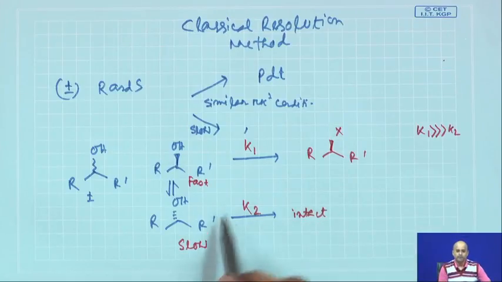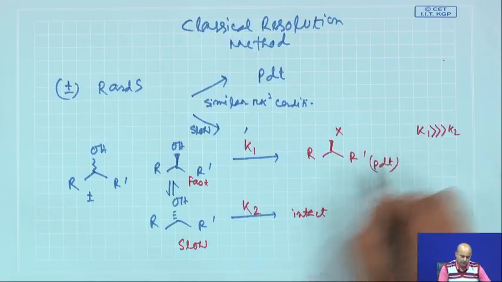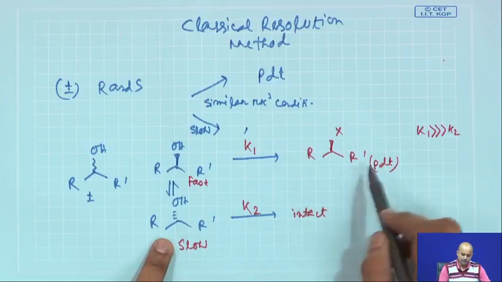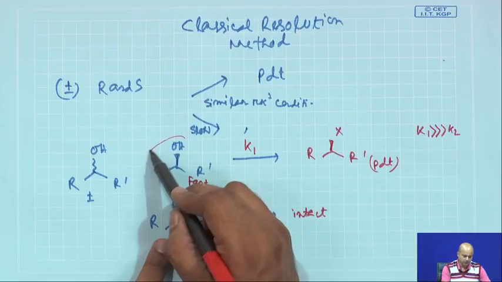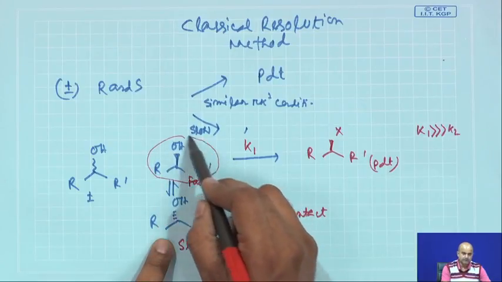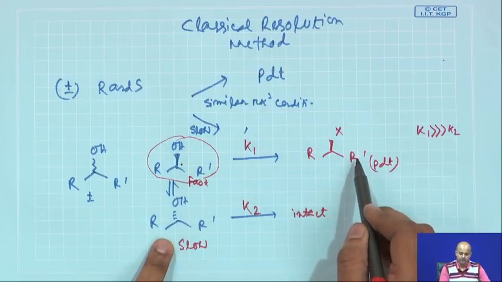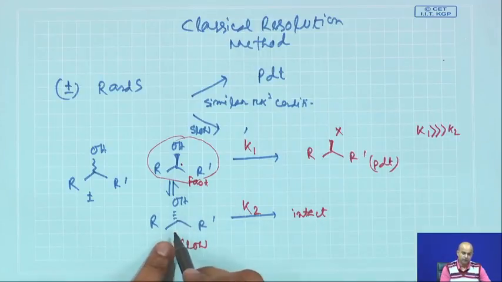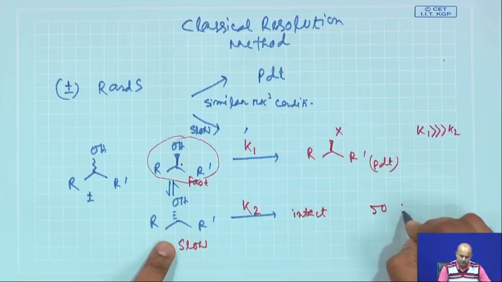Now, what happens? If it reacts very fast, the one enantiomer gives this product. Now, this enantiomer does not react. So, after this reaction is over, or 50% of this enantiomer reacts, because you only have 50% as it is a racemic mixture. So, this 50% is reacted, you get this product. Now, this 50% slow reacting enantiomer does not react. So, it remains intact.